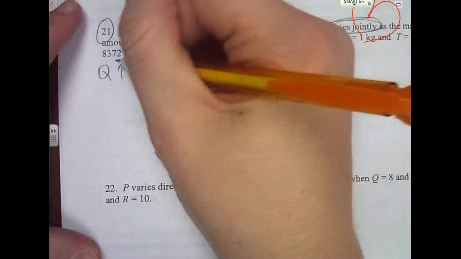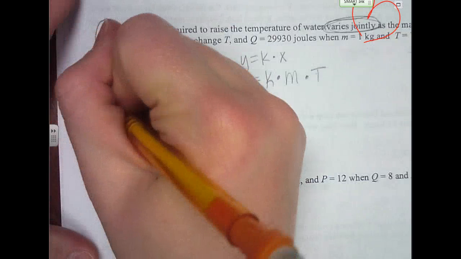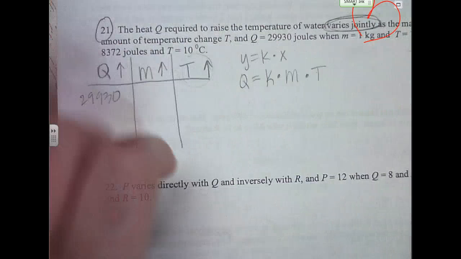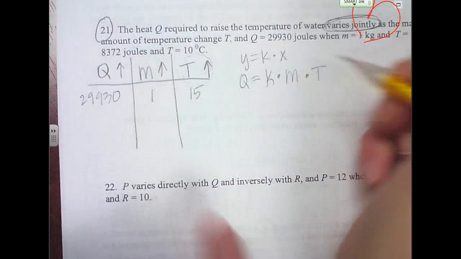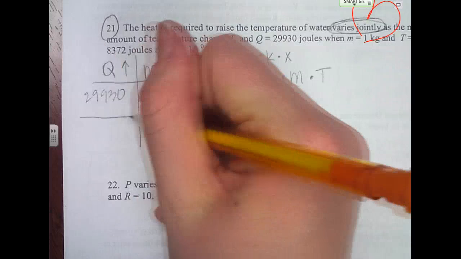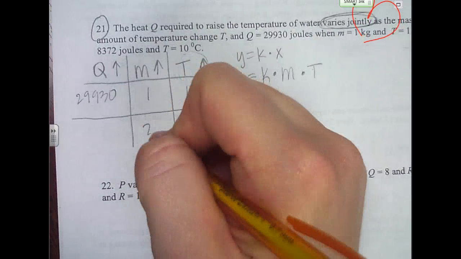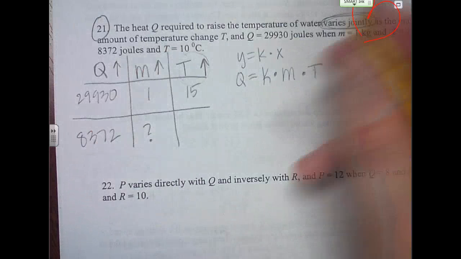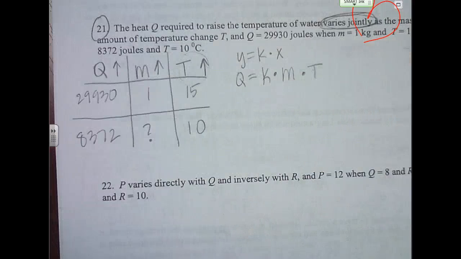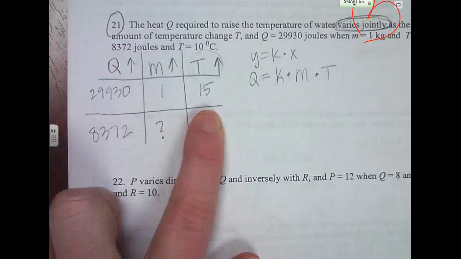Okay, then never mind. Okay, so let's fill in our table. So we have Q is 29930 when the mass is 1 and the temperature is 15. Then they want us to find M when Q is 8372 and T is 10. So we're going to use this first row and find K.